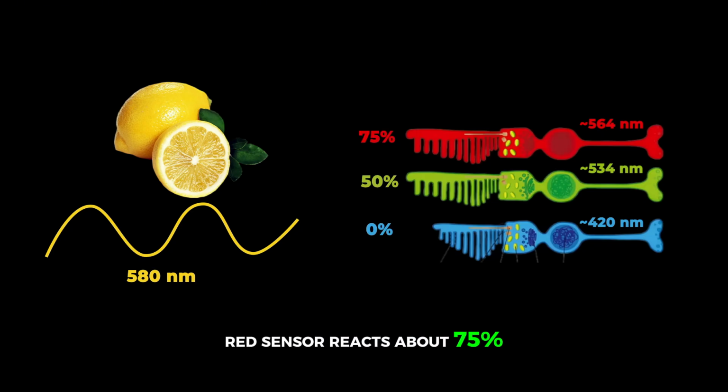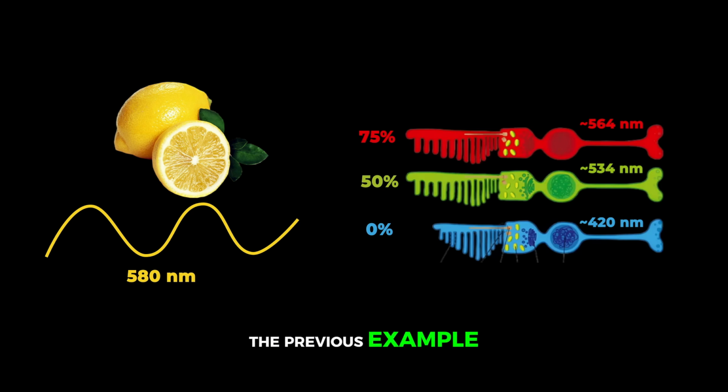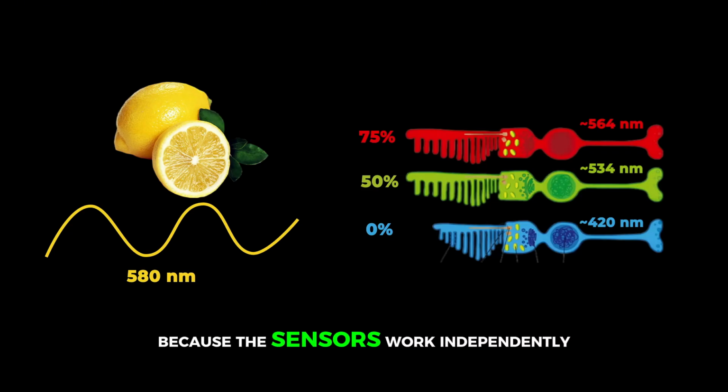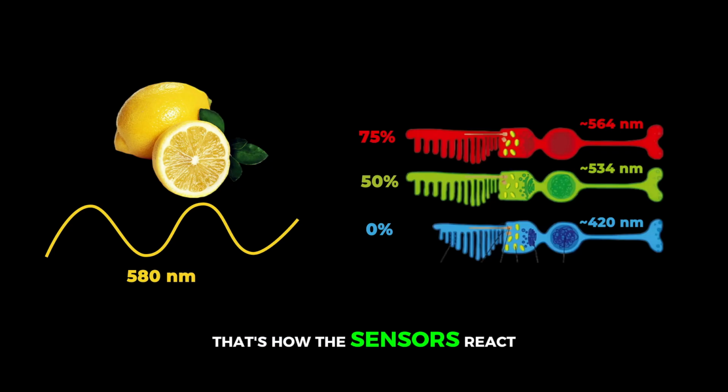Red sensor reacts about 75%, green sensor about 50%. Blue sensor basically doesn't react at all. You might say, wait, that's not 100% total. Yeah, in the previous example I made them add up to 100% as a simple example. But in reality, it doesn't have to, because the sensors work independently. So the blue sensor could react 100% and the red 100% at the same time. It doesn't matter. Anyway, that's how the sensors react to the wavelength of yellow.